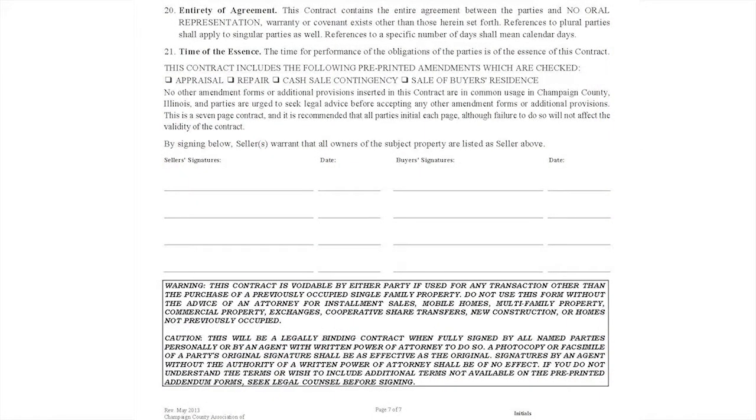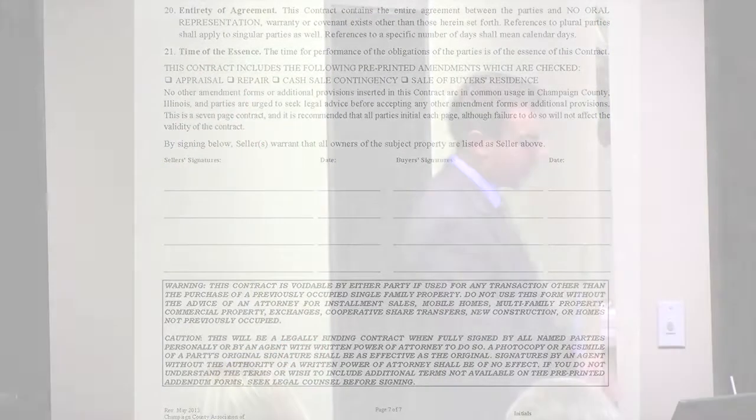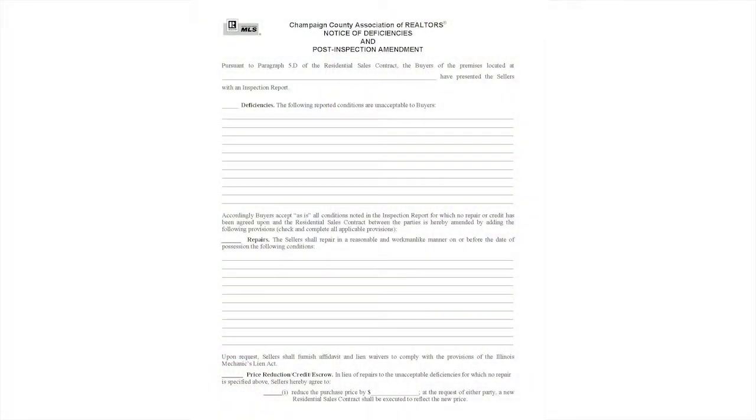So none of this has changed. The rest of this is the same. Okay, and we're going to jump to the post-inspection agreement form and notice form. All right, so here's the new post-inspection form.